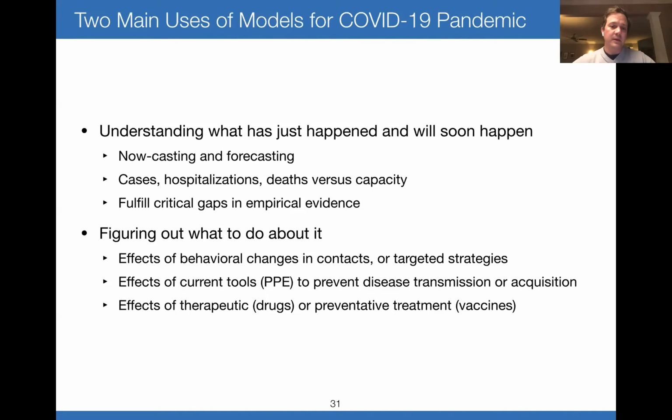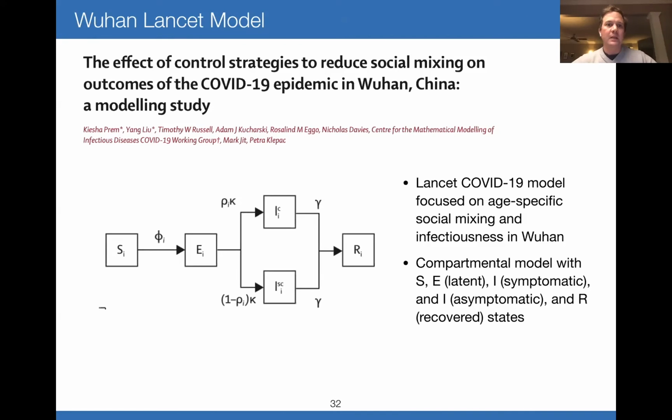And then figuring out what to do about it, we might want to test different strategies for disease prevention. So this might include behavioral changes, social isolation, use of personal protective equipment like face masks to prevent disease transmission or acquisition, and maybe in the future, use of this model to test out clinical interventions such as therapeutics or preventative treatment like vaccines as these things come down the clinical trial pipeline. So here's one example of a mathematical model for a behavioral intervention, specifically within Wuhan, China, which was clearly the source of the initial outbreak.